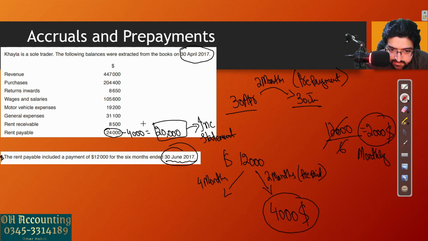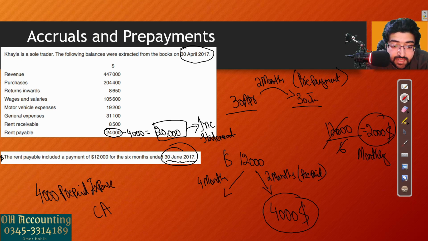Okay, now that 4,000 is prepaid expense, and I've told you a prepaid expense is actually a good thing for our business, so we include this as a current asset in SOFP. That's it. This is how you deal with such adjustments.